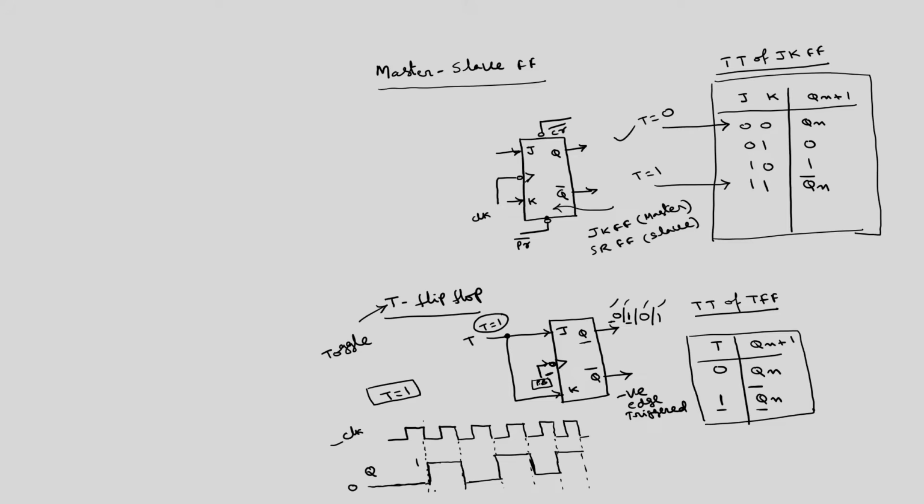So, that is why the name toggle. At every clock signal it will toggle, but because of this negative edge triggering, at the negative edge it will toggle. If I design a positive edge triggered one, at the positive edge it will trigger, and so on.